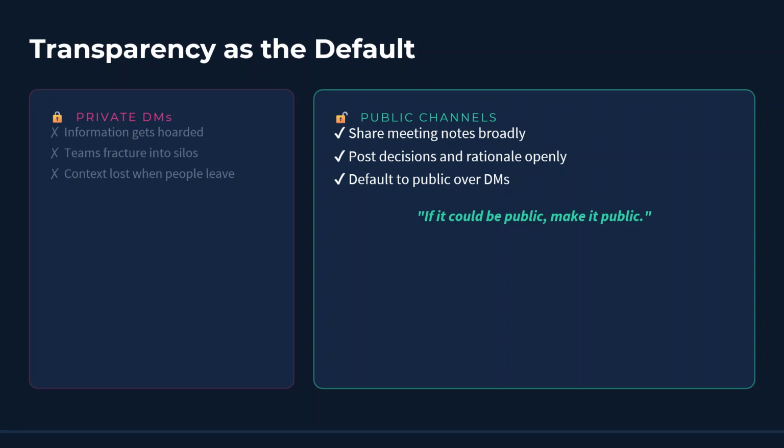Transparency builds trust, reduces duplicated effort, and ensures that no one is blocked because they did not know about a decision made in a call they were not invited to. The simple rule of, if it could be public, make it public, removes most information silos within a quarter of consistent practice.